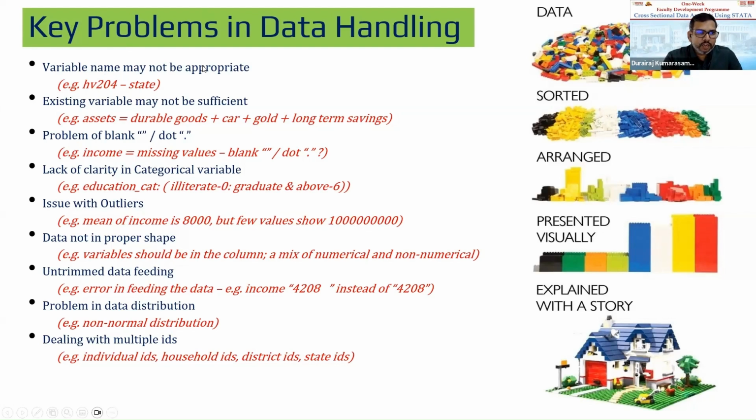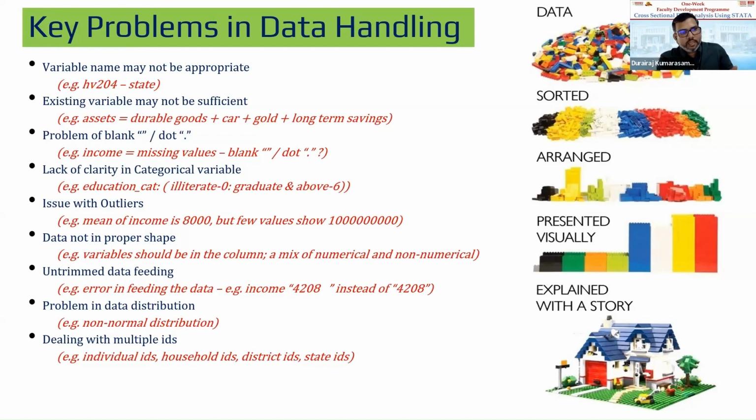So with the data you have, the first thing you have to do is change the variable name, right? For example, the variable name is mentioned as HP204. I'm just writing randomly, but that is nothing but the state. It is always easier for you to remember and call it state rather than HP204, right? So this is the first cleaning process that you'll be doing.